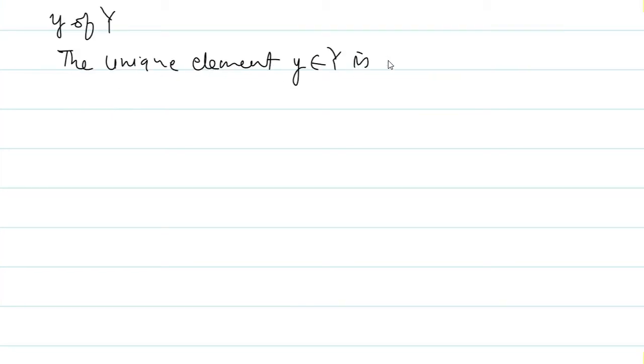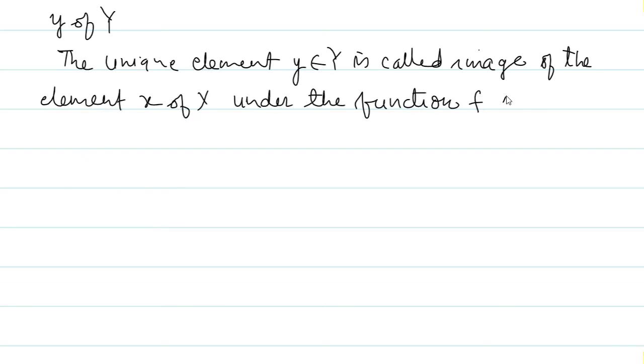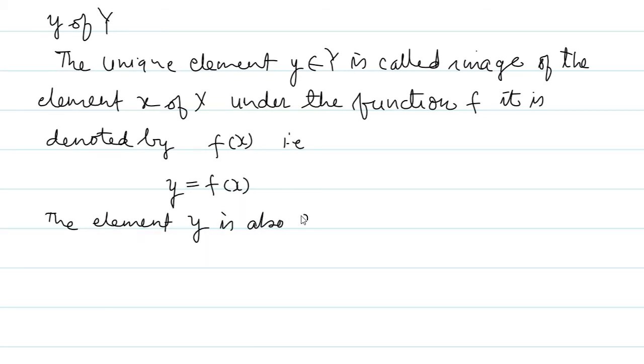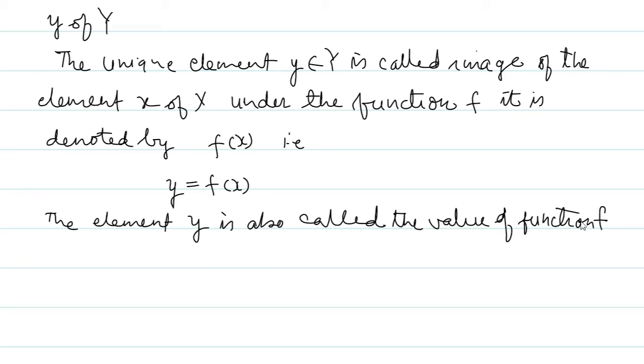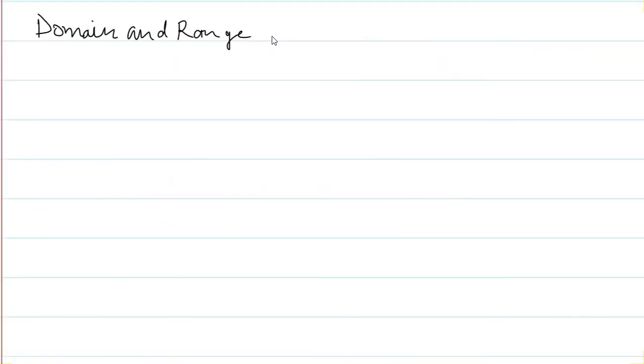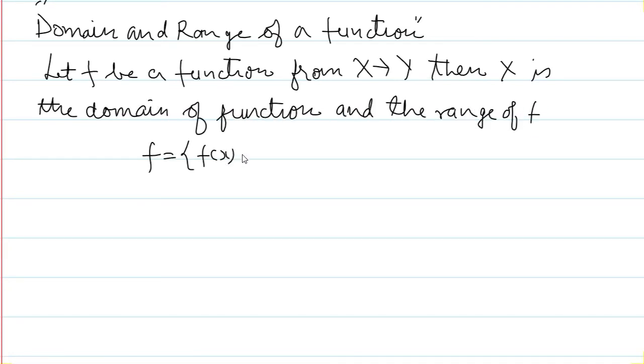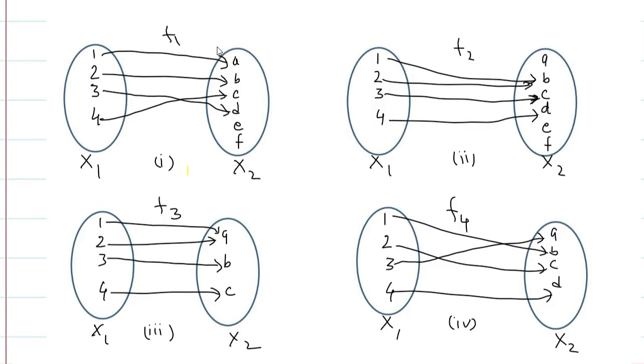The unique element y belonging to Y is called the image of the element x of X under the function f. It is denoted by f(x), that is y equals f(x). The element y is also called the value of the function f at x. Now, domain and range of a function. Let f be a function from X to Y, then X is the domain of the function f, and the range of f is equal to {f(x) such that x belongs to X}. The set Y is called the codomain. Now consider the functions f1, f2, f3 and f4 in the given diagram.